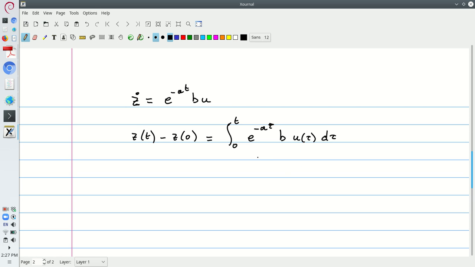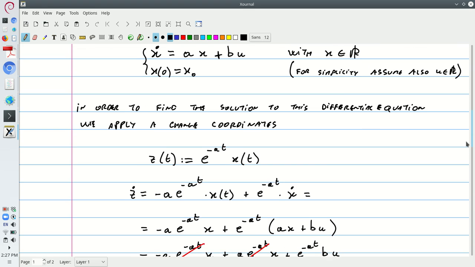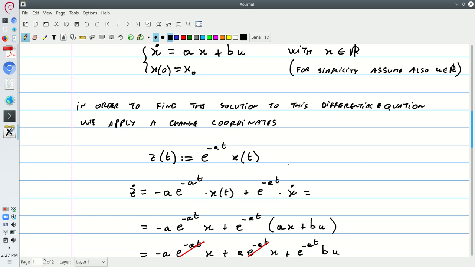Okay, so now I found z of t, because z of t is equal to the initial condition for z plus this integral, the exponential of minus a tau b u of tau d tau. The only thing I'm left with is now to go back and find out my change of coordinates, that is this one here, and there is an observation. When t is equal to 0, z0 is equal to x0.